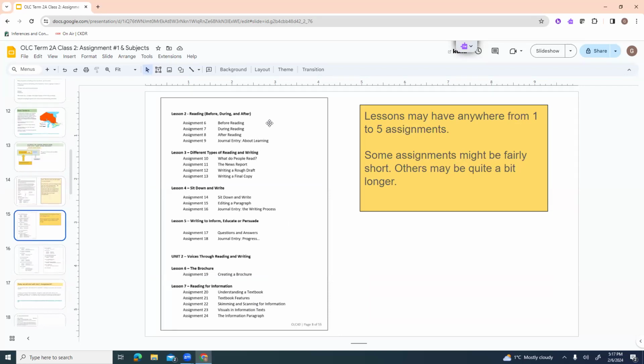Lesson 2 is where we start really doing a deep dive into the novel. And there are little assignments about reading strategies and asking questions. And then we do a journal entry about our learning.